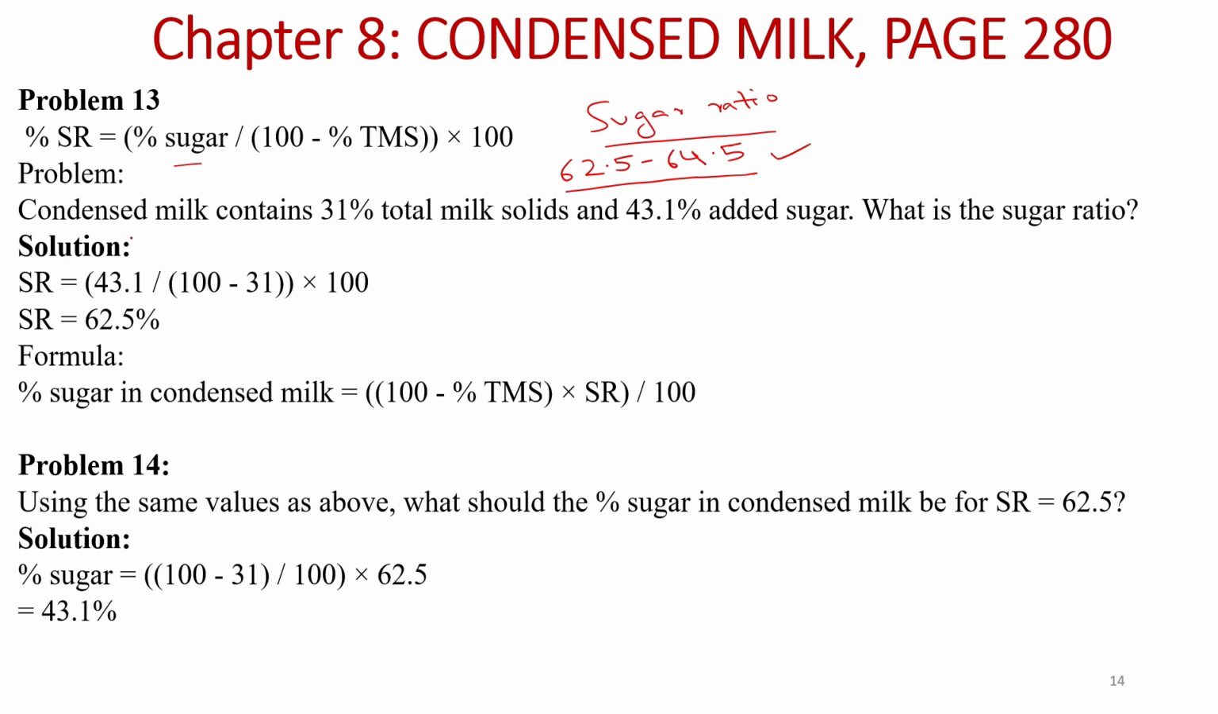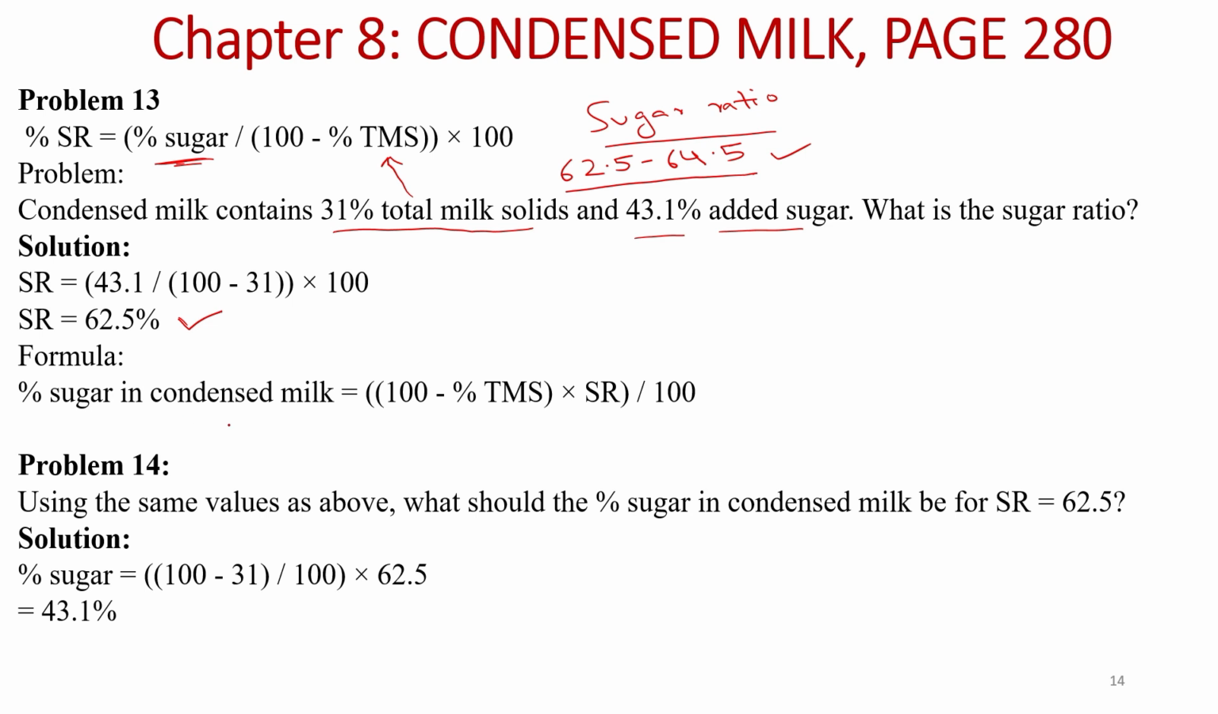So the first numerical is: condensed milk contains 31% total milk solid, so this value is given here, and 43.1% added sugar, so this value is also given, that is percentage sugar is also given, and we have to calculate sugar ratio. So sugar ratio, if we put these two values, 43.1 divided by 100 minus percent TMS, which is given as 31, you put this value, you will have sugar ratio 62.5%, which is ideal for condensed milk.